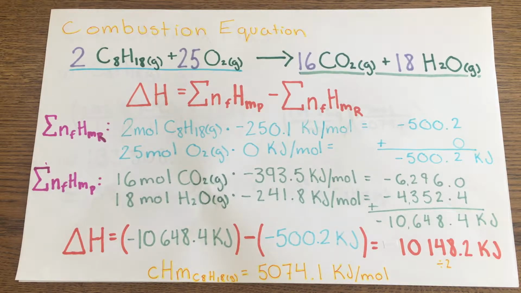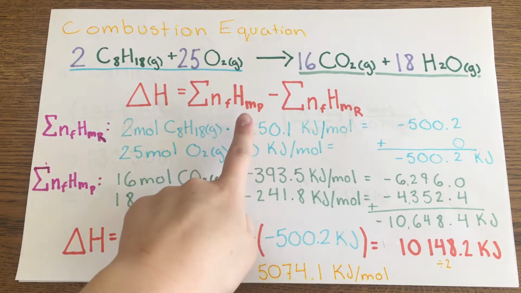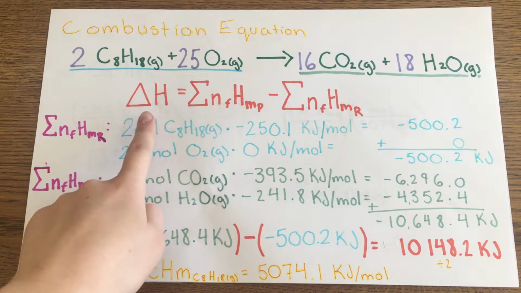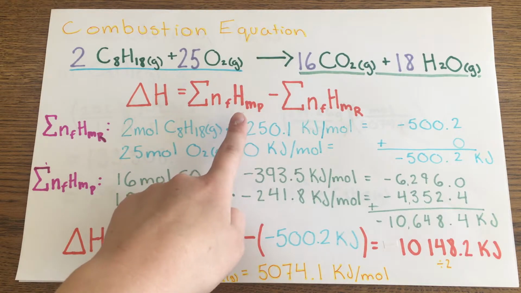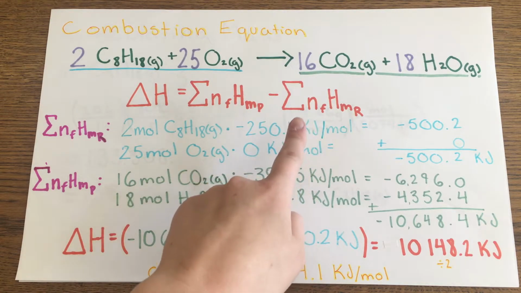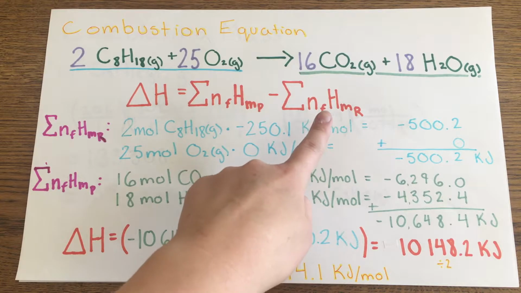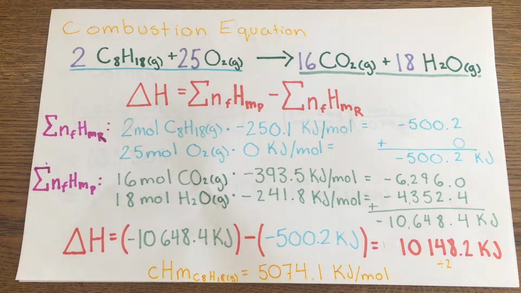Once our equation is balanced, we can use this formula to calculate the change in enthalpy by using the sum of the molar enthalpy of formation of the products and subtracting the sum of the molar enthalpy of formation of the reactants. To calculate the molar enthalpy of formation of a reactant, you take the molar ratio of a reactant and multiply it by its molar enthalpy of formation in kilojoules per mole.